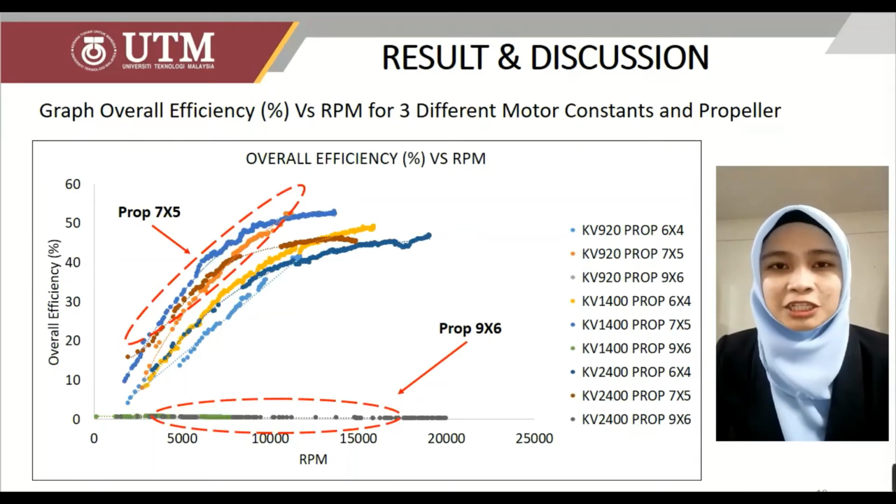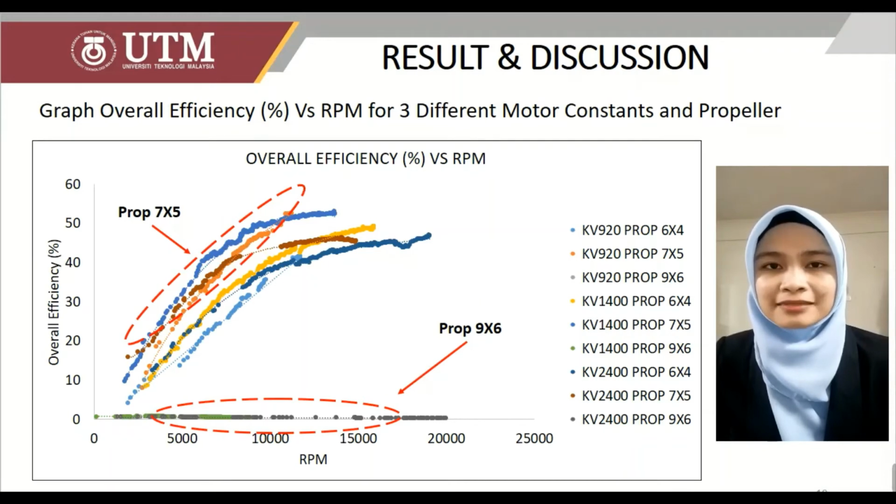But it's totally different for the graph of overall efficiency versus RPM for three different motor constants and propellers. The highest overall efficiency is achieved when the three different motor constants are combined with propeller 7 times 5, where the lowest overall efficiency is achieved when they are combined with propeller 9 times 6.